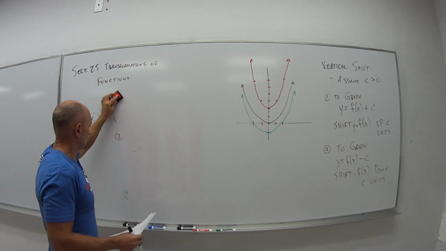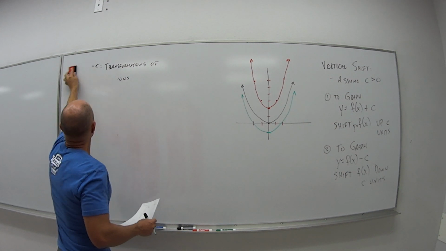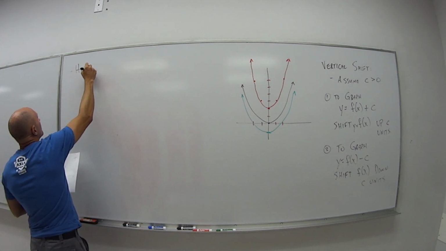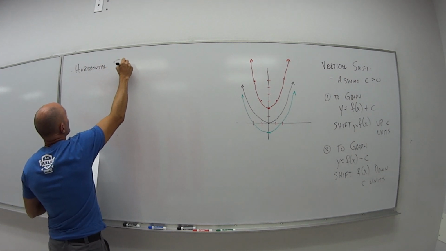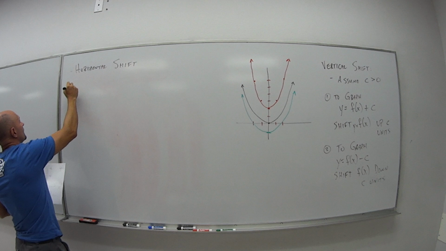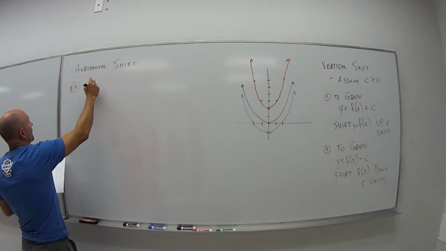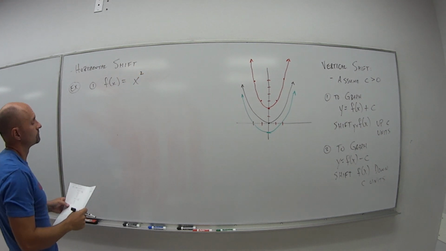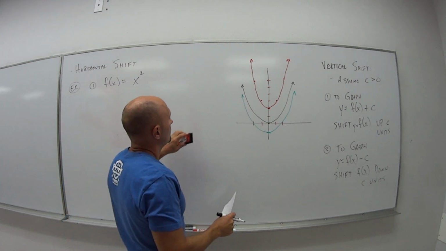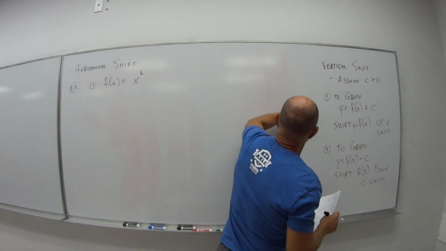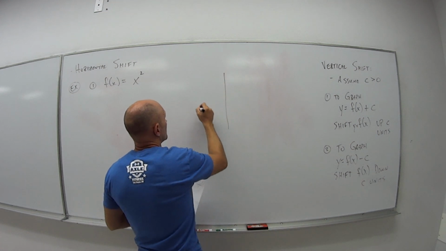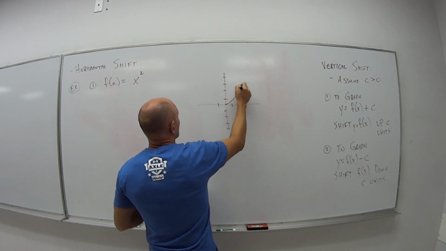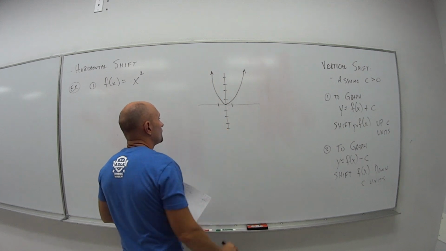Let's look at horizontal shift. So again, let's look at some examples here. Let's say I have f of x is equal to x squared. We know that squared is our basic parabola graph. So I have something that looks like that.